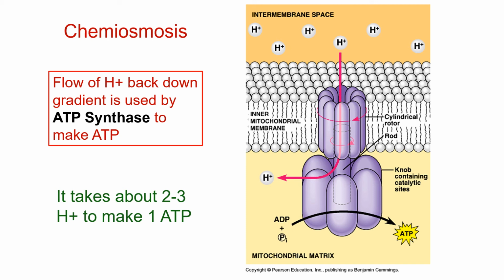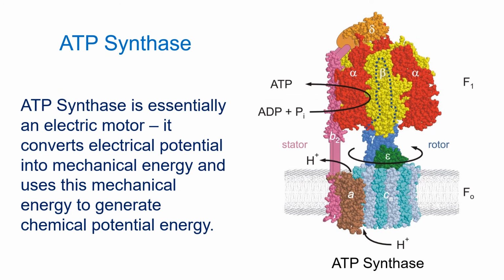And as they do, they cause this complex structure to rotate. So we're converting this electrical energy into mechanical energy. And that mechanical energy is used to take ADP and inorganic phosphate, slam them together, and make ATP. ATP synthase is, in fact, an electric motor. It's a tiny electric motor.